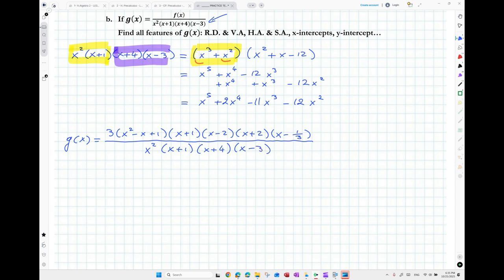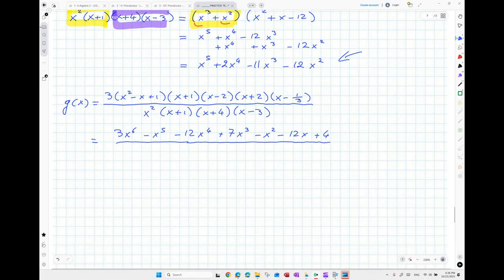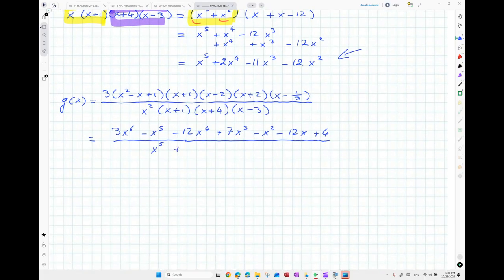And the distributed form would be, for f of x, it's given to me: 3x to the sixth minus x to the fifth minus 12x to the fourth plus 7x cubed minus x squared minus 12x plus 4, divided by this distributed form that I came up with, x to the fifth plus 2x to the fourth minus 11x cubed minus 12x squared. Now, this is what I'm going to work on.